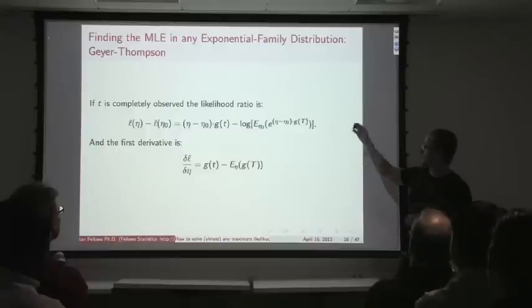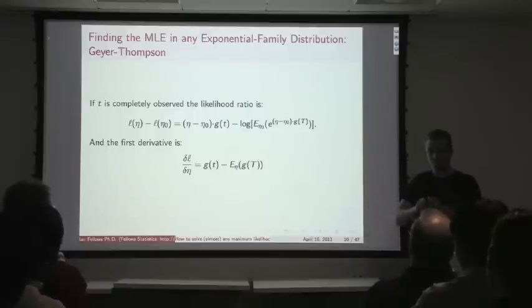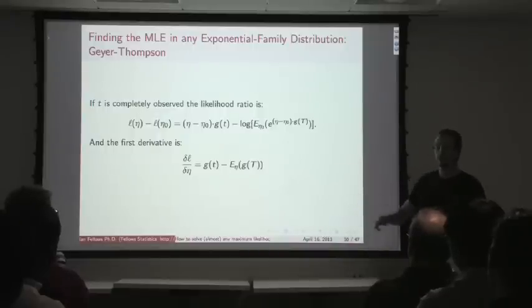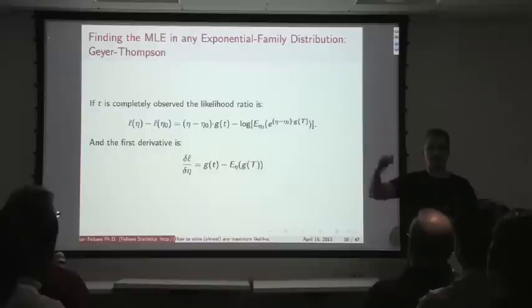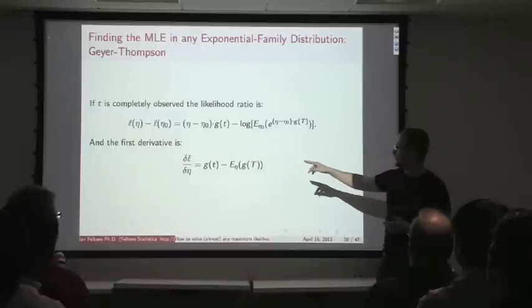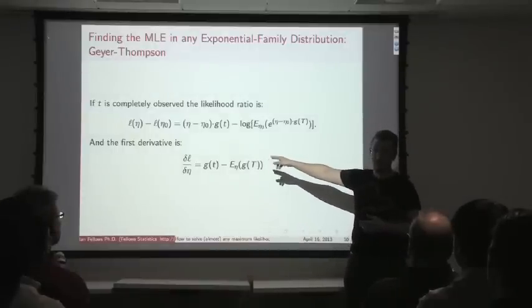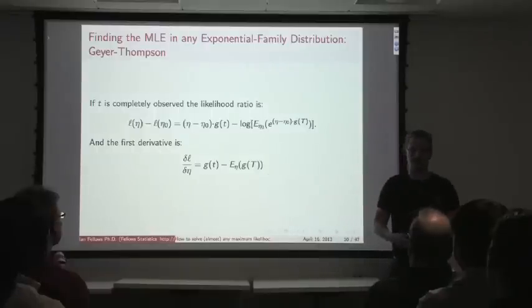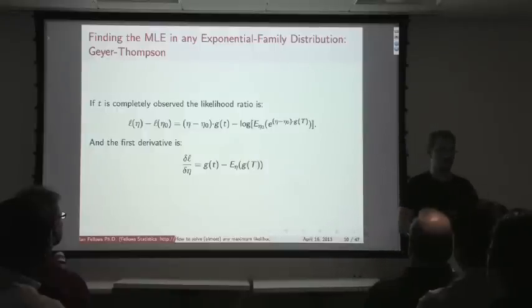And then the first derivative is equal to g of the observed statistics minus the expectation at eta of g of t. So basically, if you set this to 0, which is what you want to do if you're maximizing something, you're setting your expected statistics, your mean value parameters, equal to what you observed in your data. So it's basically doing moment matching. That's what maximum likelihood is in exponential families.